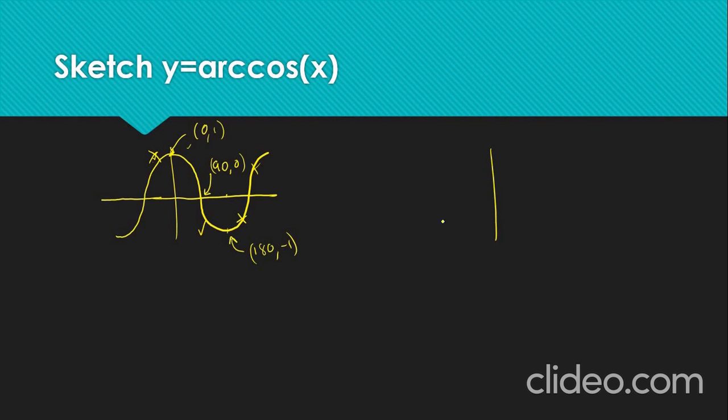So let's have a go at drawing arc cos of x. Well, first off, instead of it being 0 in and 1 up, we're going to go 1 in and 0 up. That's that one. Next, instead of it being 90 in and 0 up, we're going to go 0 in and 90 up. There's 90. And on this one, instead of it being 180 in and negative 1 up, we're going to go negative 1 in and 180 up. Should be up there, like that.